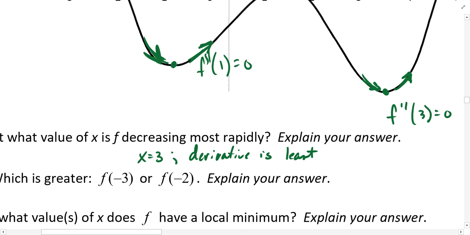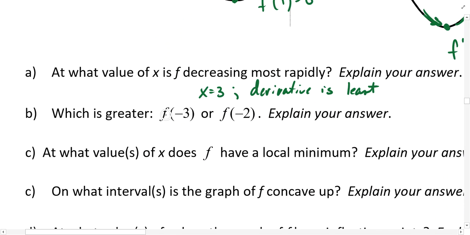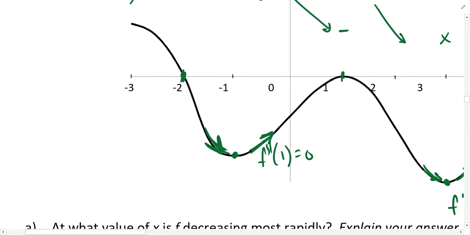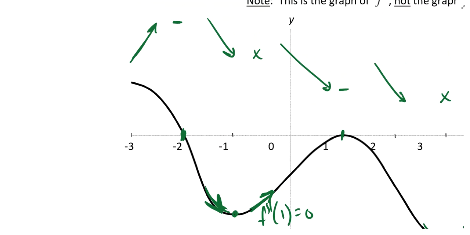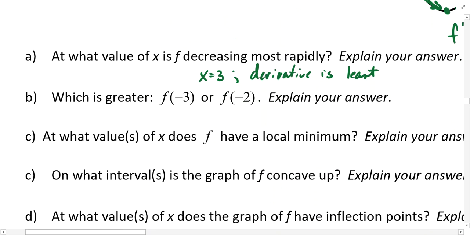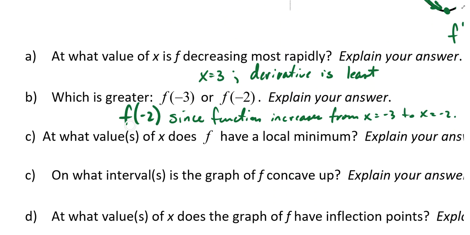And along those lines, we're being asked next, which is greater, the function value at -3 or the function value at -2? Again, we don't know what the function looks like just yet, but part of our original analysis indicated that the function is actually increasing from -3 to -2. So the function value must be greater at -2. And again, we're saying that because the function is increasing from an x value of -3 to the x value of -2.